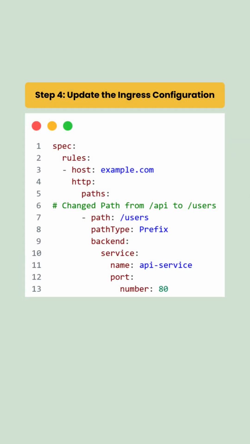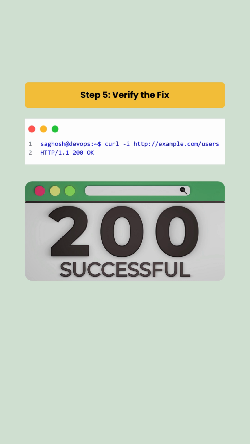So let's update the Ingress path to match the actual client request path. Once updated, the Ingress configuration now matches the rule, and the request is successfully routed to the backend service, confirming the issue is resolved.